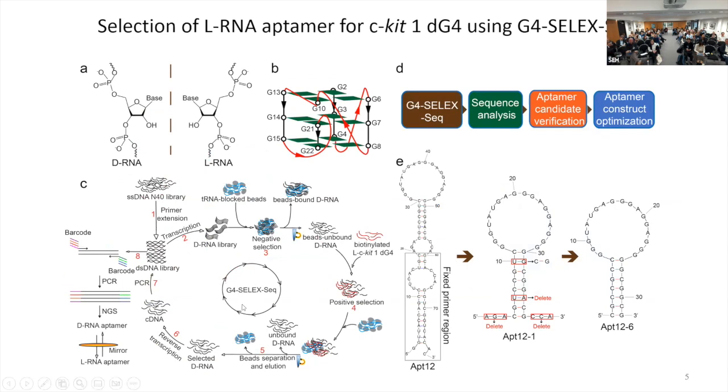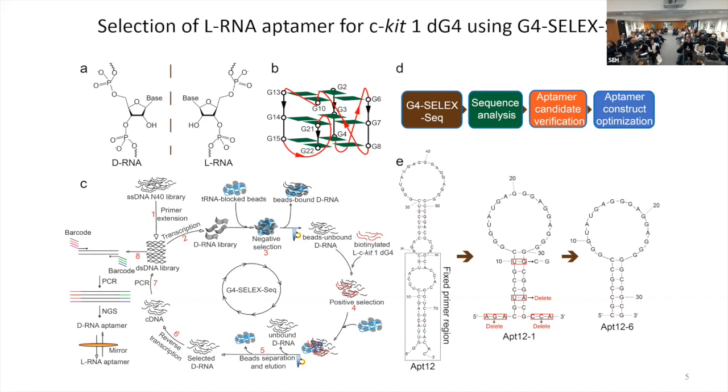The method I use is G4 SELEX-seq, and as I have mentioned, we use the indirect selection method. So before selection, we change the D-CKIT1 target to the L-CKIT1 target, and it's labeled with biotin for later immobilization to beads. We start from a single-stranded D-RNA N40 library, and after a few rounds, we did NGS. We add barcodes and linkers and perform the NGS to get the sequence information.